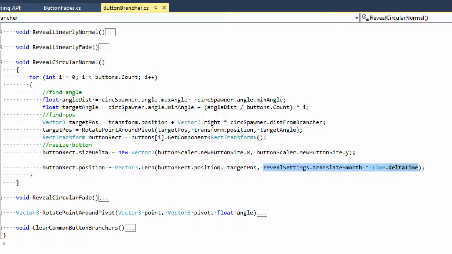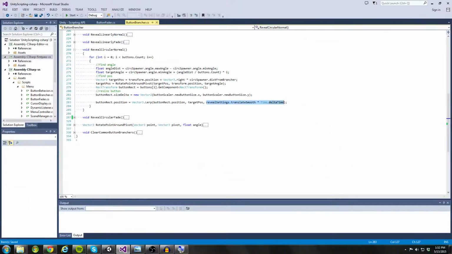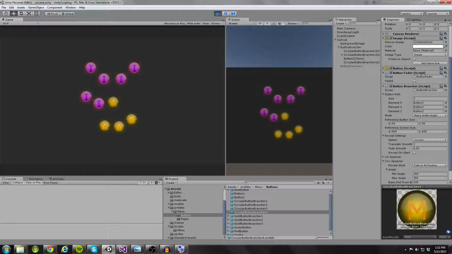Okay, so once we have this method done, what we can do is see the effects of it. This is going to be the effect you're going for, where it's actually sliding out and lerping to its target positions. Now let's talk about this fading position real quick.